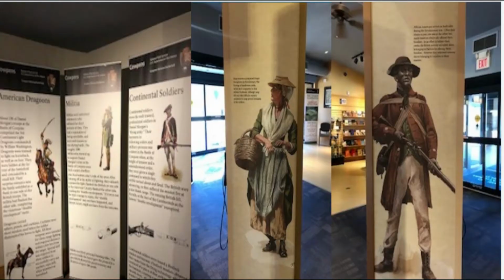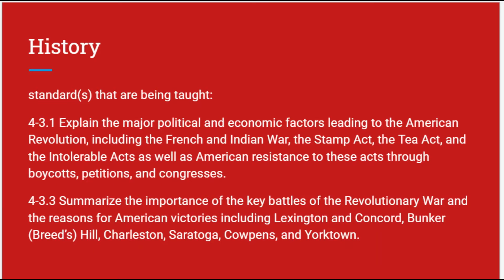Since the battleground is mainly about its historic background, the students get to be fully enriched with the history of the Revolutionary War and the Battle of Cowpens. Some of the standards addressed today are explaining the major political and economic factors leading to the American Revolution, including the French and Indian War, the Stamp Act, the Tea Act, and the Intolerable Acts, as well as American resistance to these acts through boycotts, petitions, and congresses.